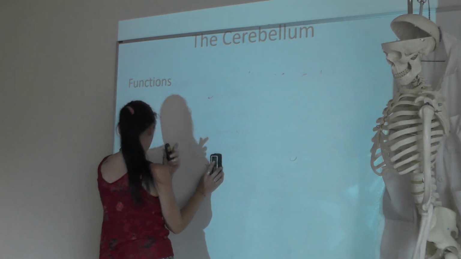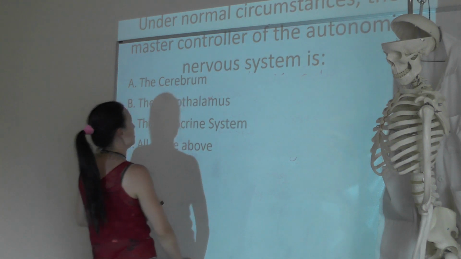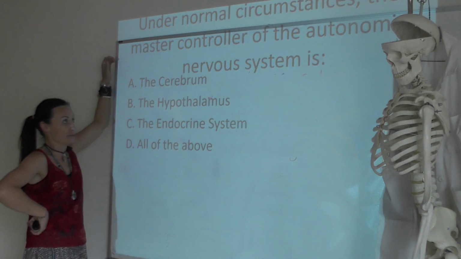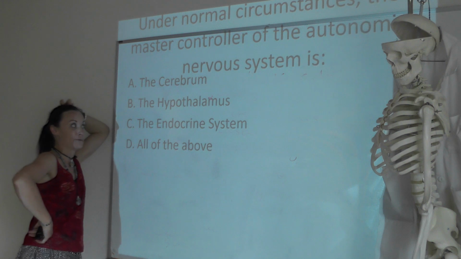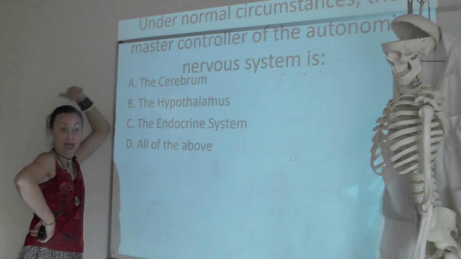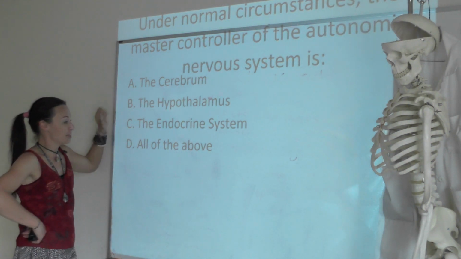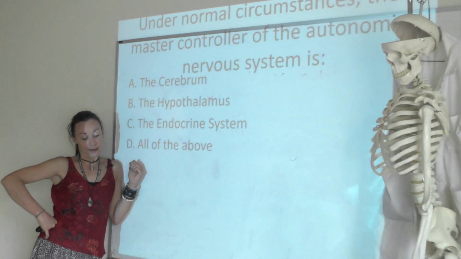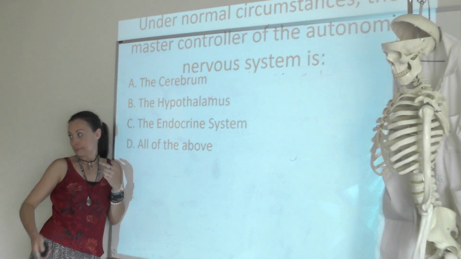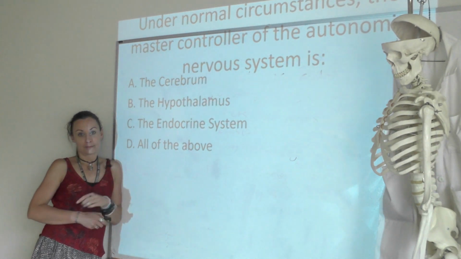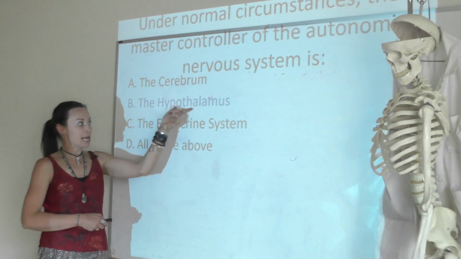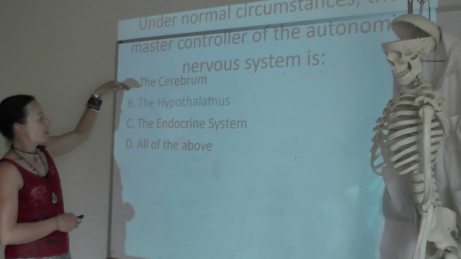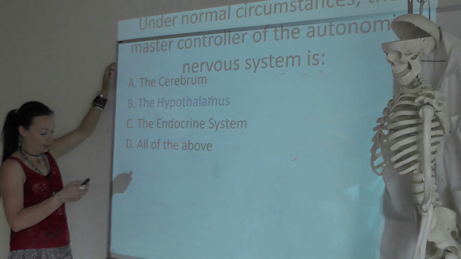It was Chip. Anyway, under normal circumstances, the master controller of the autonomic nervous system is A, the cerebrum, B, the hypothalamus, C, the endocrine system, or D, all of the above. All right, yeah, the hypothalamus is the master regulator of the autonomic nervous system.